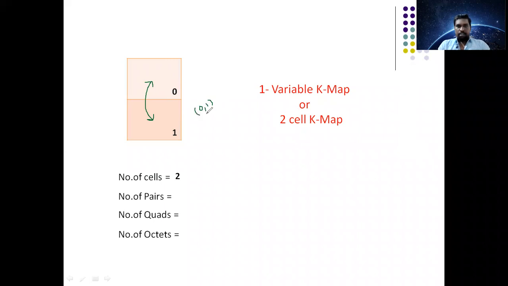Okay, so we are having only 2 cells. Those 2 cells that we have, we took as a pair. So directly we'll have only one pair in the K-map. So you will have only one pair.